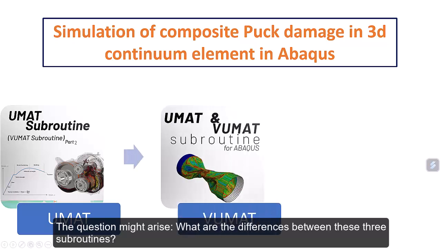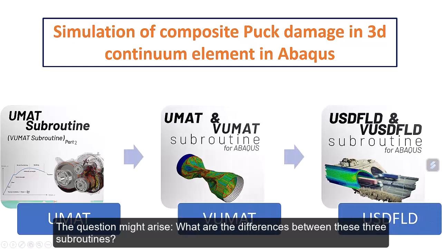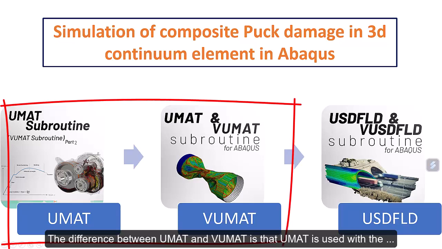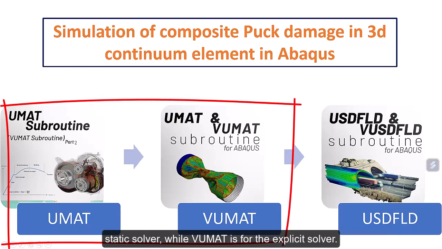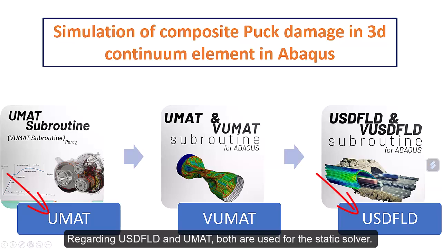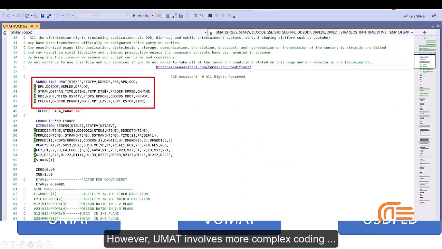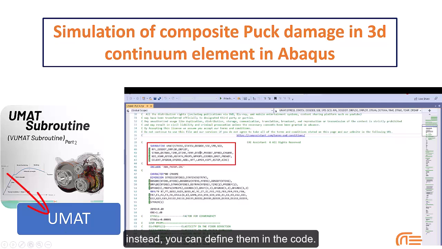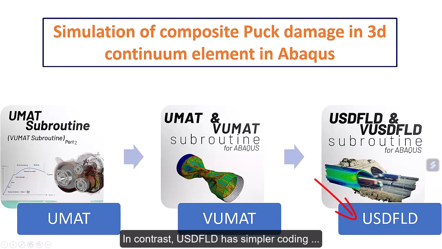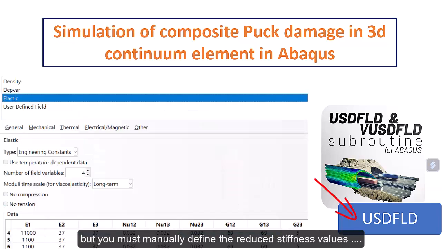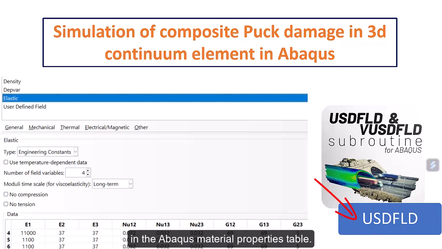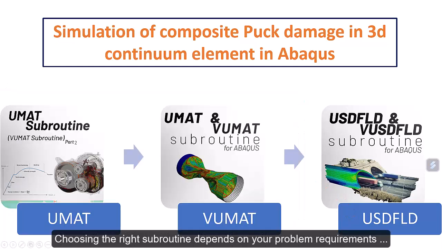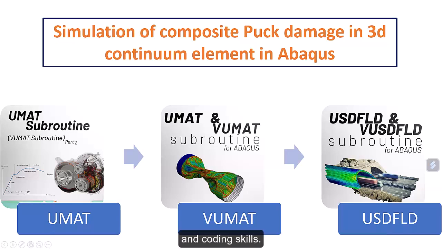The question might arise, what are the differences between these three subroutines? The difference between UMAT and VUMAT is that UMAT is used with the static solver, while VUMAT is for the explicit solver. Regarding USDFLD and UMAT, both are used for the static solver. However, UMAT involves more complex coding, but you don't need to define the reduced stiffness values in Abaqus. Instead, you can define them in the code. In contrast, USDFLD has simpler coding, but you must manually define the reduced stiffness values in the Abaqus Material Properties table. Choosing the right subroutine depends on your problem requirements and coding skills.